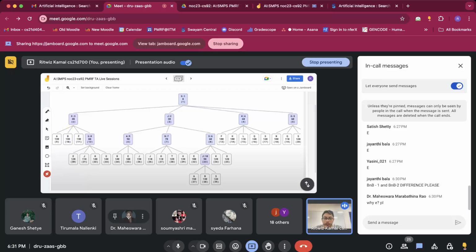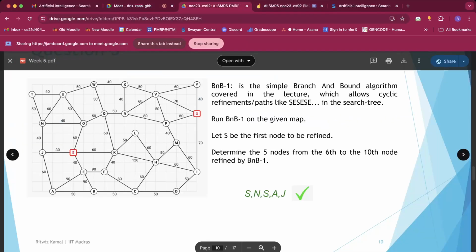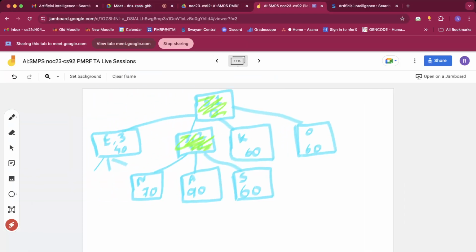Why E? The reason why we visited E third is because we were at this point when we decided to visit E. At this stage the options available to us are E, N, A, S, K and O, and out of all of these, this has the lowest cost, right, 40. All others have higher costs. That's why we visited E after exploring this J node. So at any stage we have to choose the best looking node from all the options available to us at all the depths of the search tree. That's why we chose E.